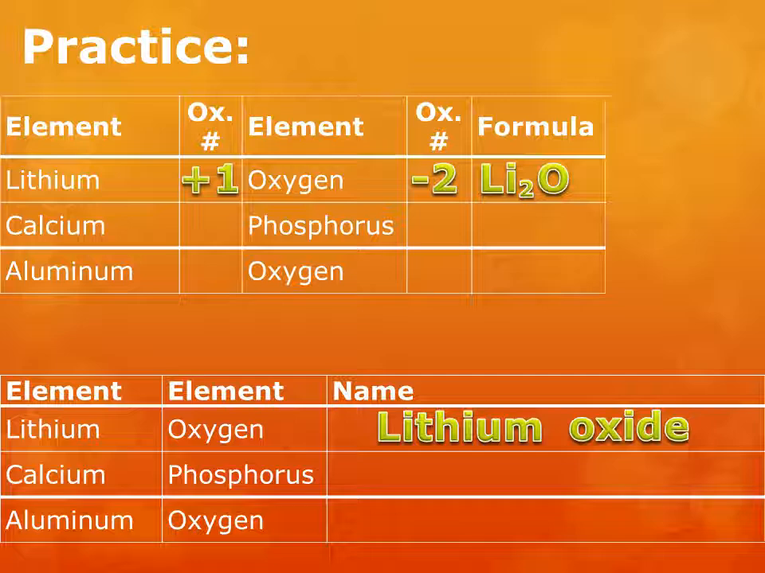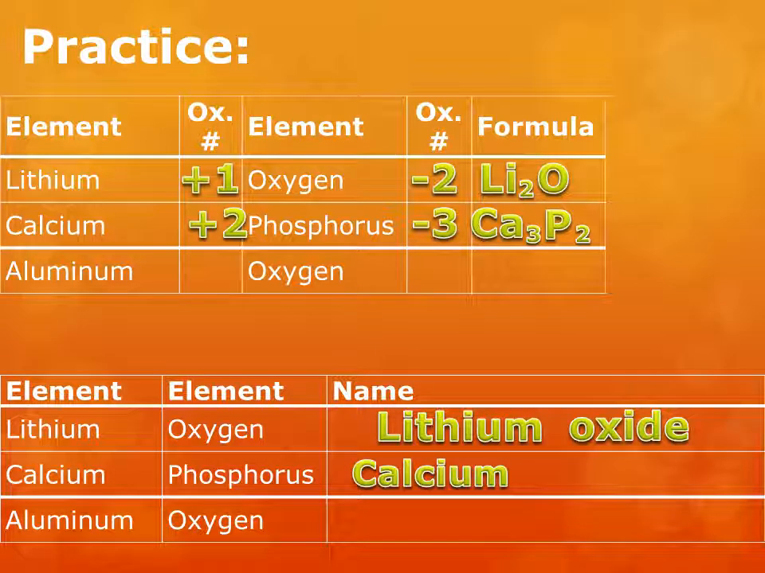Okay, so calcium is +2, and phosphorus is -3. And calcium is Ca. And this 3 tells us there's 3 of them. And phosphorus is P. And this 2 tells us there's 2 of them. So we have calcium. And instead of saying phosphorus, we just shorten it and say phosphide.